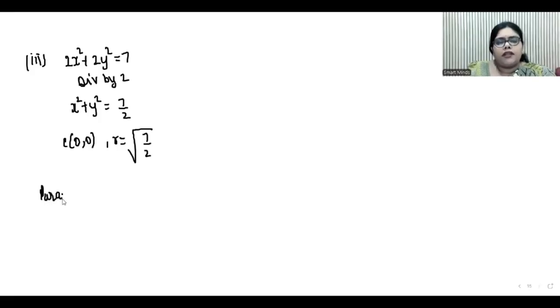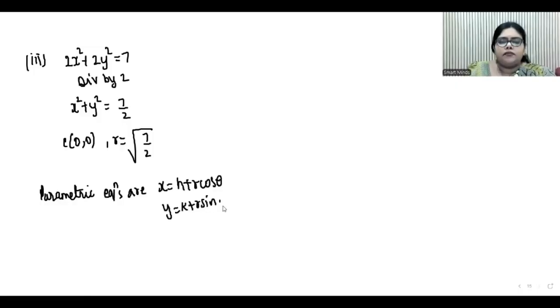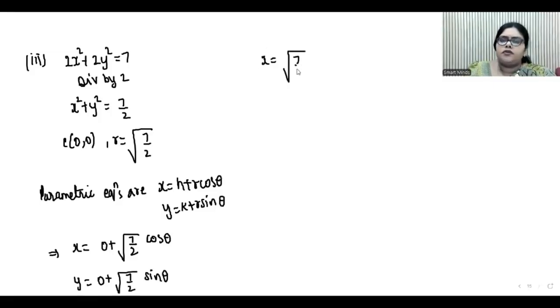Now what are the parametric equations? Parametric equations are x is equal to h plus r cos theta, y is equal to k plus r sin theta. Which implies x is equal to 0 plus root 7 by 2 cos theta and y is equal to 0 plus root 7 by 2 sin theta. So x is equal to square root 7 by 2 cos theta, comma, y is equal to square root 7 by 2 sin theta. This is the final answer.